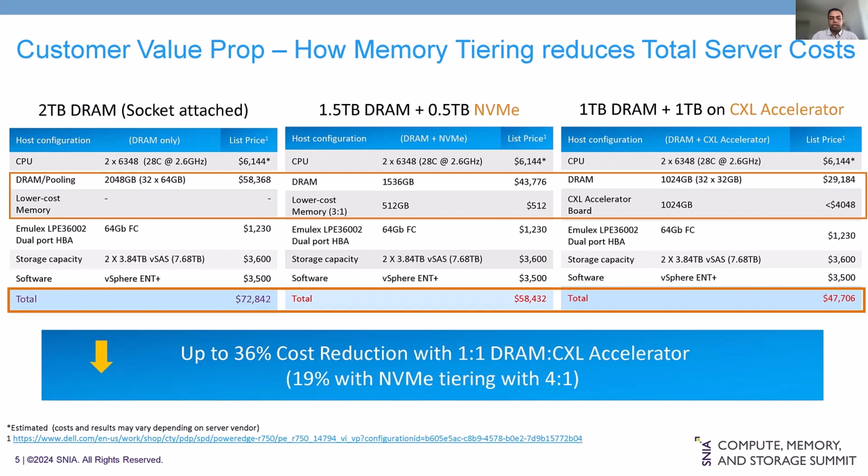Now, if we can reduce the DRAM and substitute it with lower cost memory, such as in this case NVMe, NVMe can result in almost a 19% reduction. And then if we go further and use a CXL based accelerator, which provides up to a 1:1 ratio, we can aim to get about 35-36% cost reduction on the server BOM. And these are costs with a real server OEM, and customers stand to gain a lot of TCO benefits.